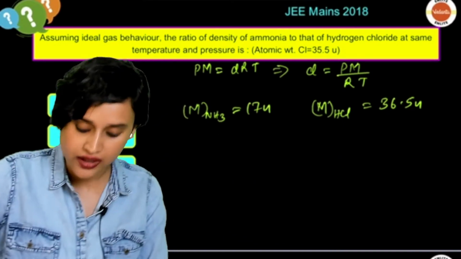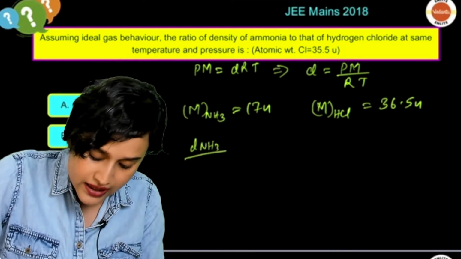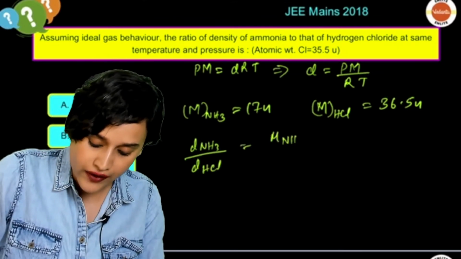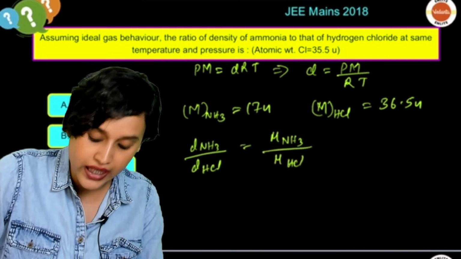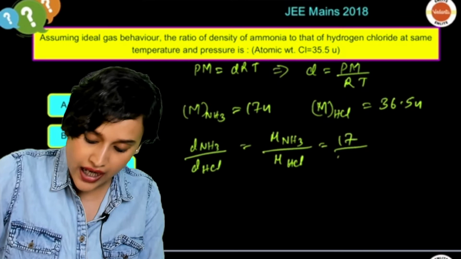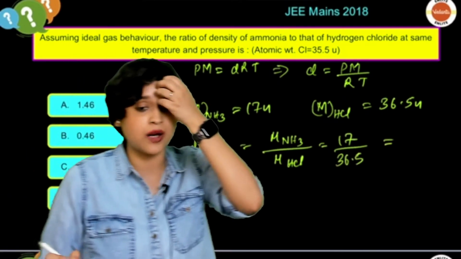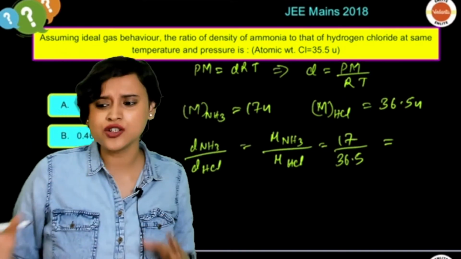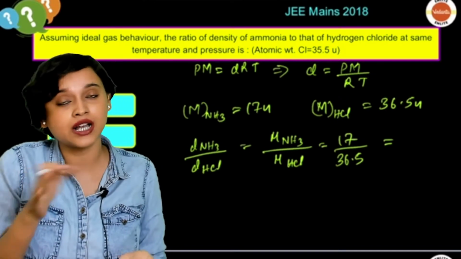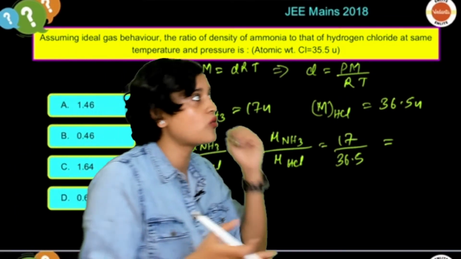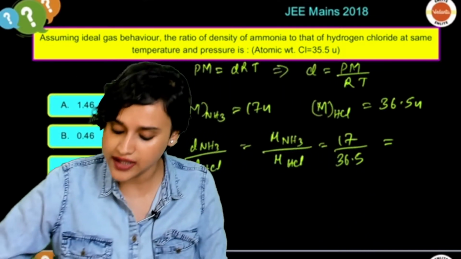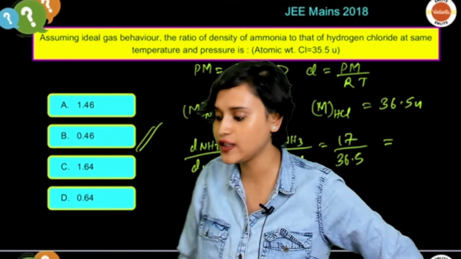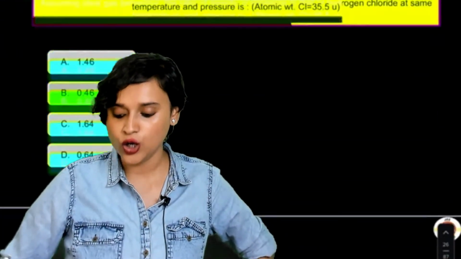Now I know that if D is equal to PM by RT, then they will be in a ratio. So I can write DNH3 divided by DHCl is equal to the molar mass of NH3 divided by M of HCl, which is 17 divided by 36.5. Now tell me the answer. It will be almost 0.5, because 17 multiplied with 2 is 34, around 35. If it is 36.5, that means option B, 0.46, it should ideally be 0.46. Am I right? Oh, yes, finally.